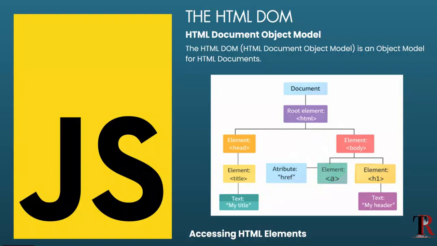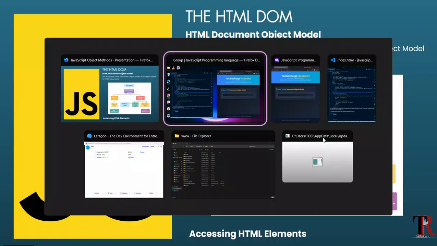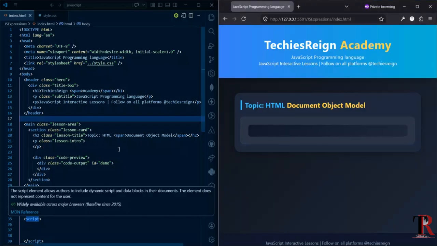Now, let's talk about how you can access HTML elements. I already said that the DOM can be used to access HTML elements. And the most common way to access an HTML element is to use the ID of the element. So let's take a look at a quick example here.